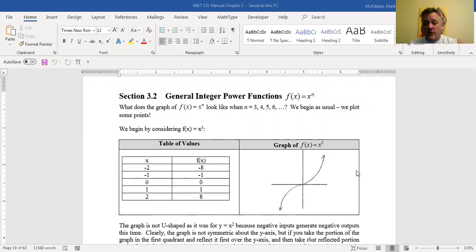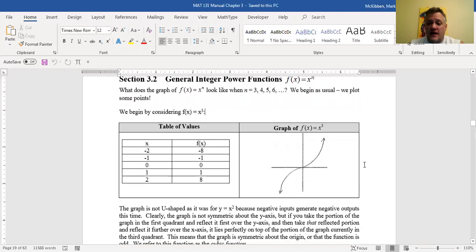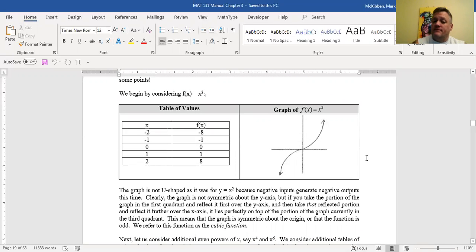Okay, so the first observation, of course, is that it's no longer U-shaped like a parabola. So not all power functions look like U's. And the reason is before the square got rid of the negative on an input. Now, remember, if you cube a number and it's negative, you're going to get a negative output. And so that's what's going on here. What would have been up here before is now down below in the third quadrant. Okay, so this is a typical cubic function.